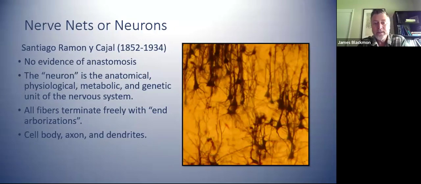And so the neuron, as Ramon y Cajal sees it, is the anatomical, physiological, metabolic, and genetic unit of the nervous system. It's all a bunch of neurons. Of course, there are other cells that are structural, but we in cognitive neuroscience are focused on the neurons. They all have a cell body, an axon, which sends signals, and dendrites, which receive signals.